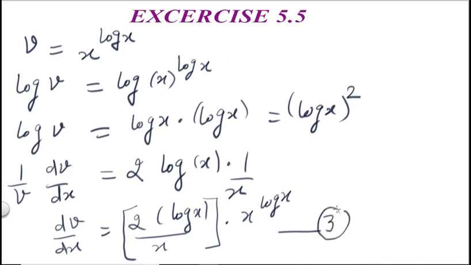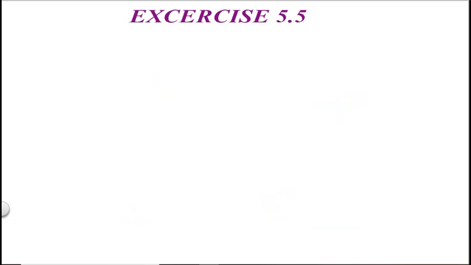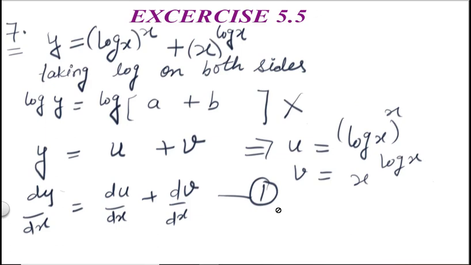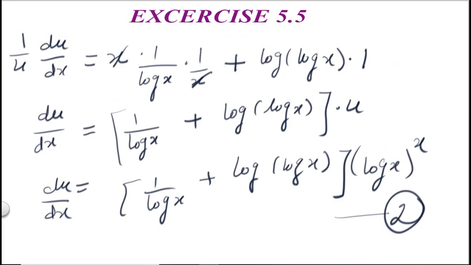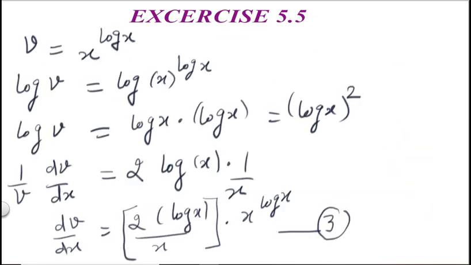So we now have equation 2 where du by dx is calculated. We have calculated dv by dx also. Now just see here. I made the equation 1 as dy by dx, du by dx plus dv by dx. Now you have both the values as I can show you. Here we have du by dx and here we have dv by dx. You just have to write in addition in dy by dx equation, which is equation number 1. So this is clear.